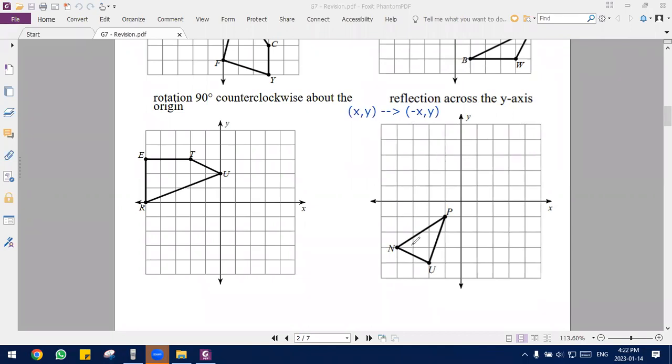Now let me write the coordinate of the points. Let me start with P. What's the coordinate of P? X is -1, y is -1. It's (-1, -1). Now the mapping notation says change the sign of x only. So here x is -1, then I will make it 1. So the new point is (1, -1). X is 1, y is -1, it's here. Let me call it P prime.